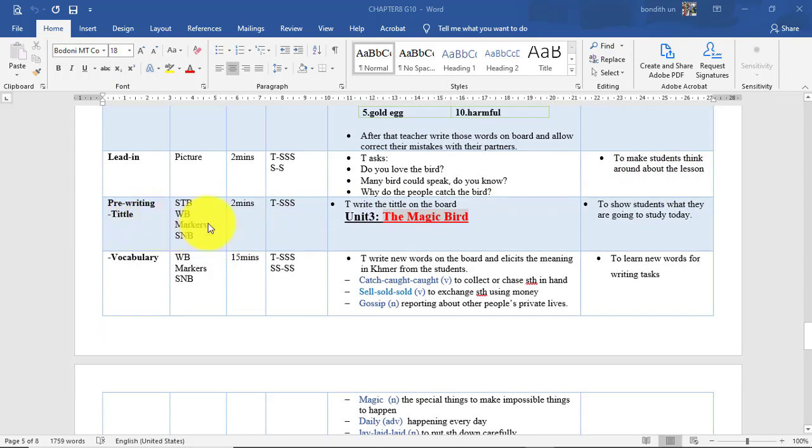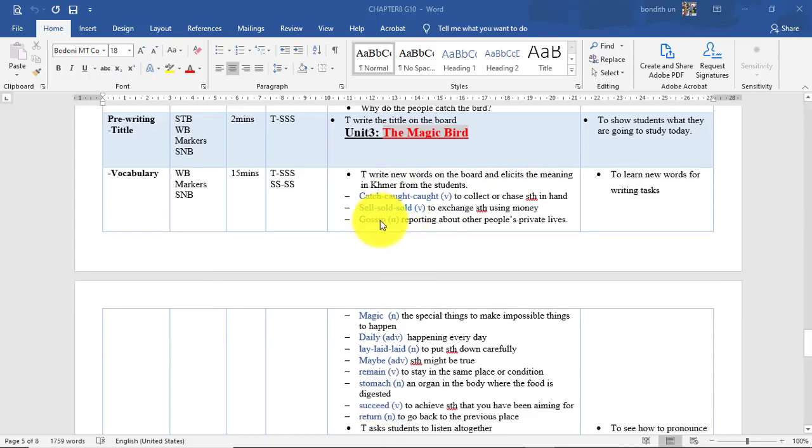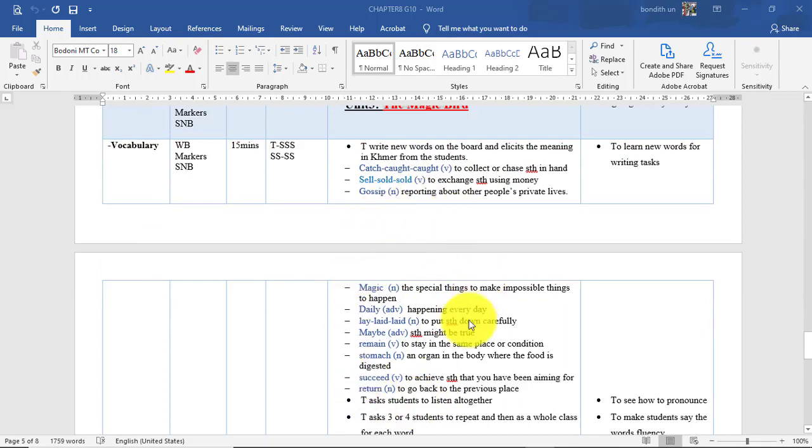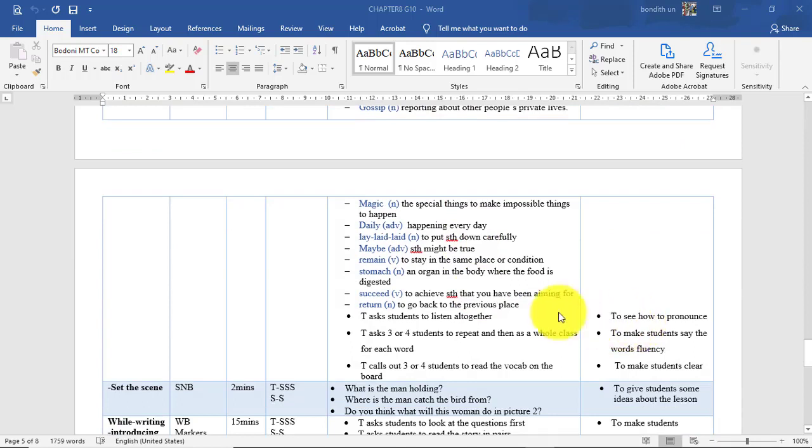In pre-writing, I will write the title on the board. For vocabulary, I will spend 15 minutes. I write the words on the board and elicit the meaning from the students, and sometimes I elicit by giving the meaning in English. I want to skip showing all of these words. The purpose is to learn new words for the writing task.